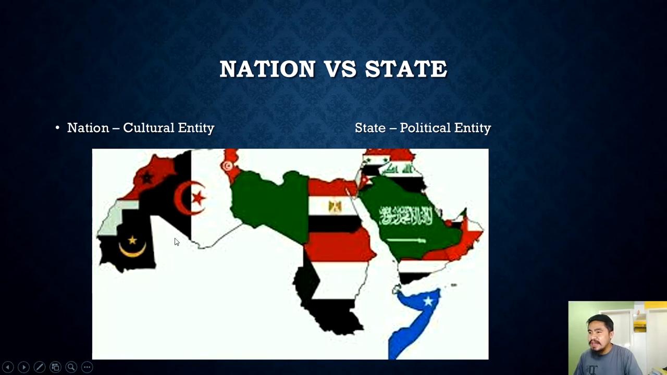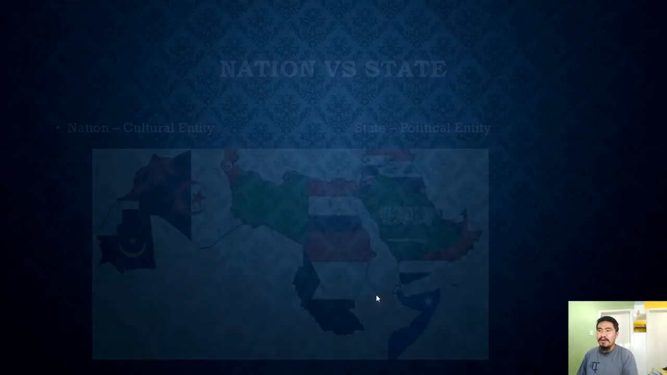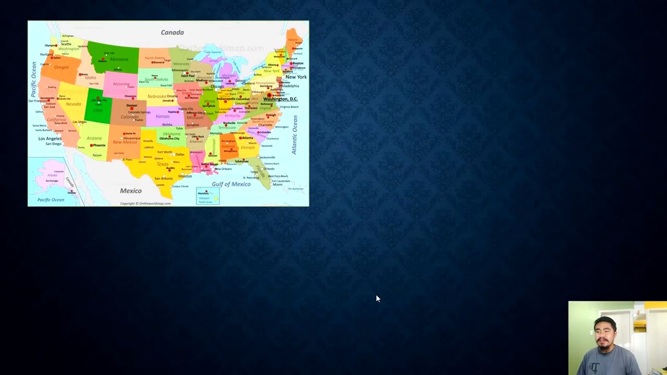So in terms of nationality, isa lang nationality nila. But they are divided into states. Saudi Arabia, for instance, an absolute monarchy. Egypt, a republic. What else? Libya, which is now currently transitioning to a republic. Or Somalia, diba? They are divided into several states. So basically, one nation, but many states. Or another difference, talk about America. United States is a single state.